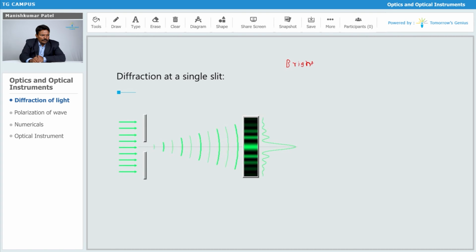One more thing, now what is the condition for the bright band? That also we will see. For the bright band, the path difference, which is nothing but a sine theta, has to be equal to (2n plus 1) lambda by 2. For this condition, we will divide this slit into 3 parts, let's say this is 1, this is 2, and this is 3. And when the light from these different parts reaches point P, what is going to happen exactly?